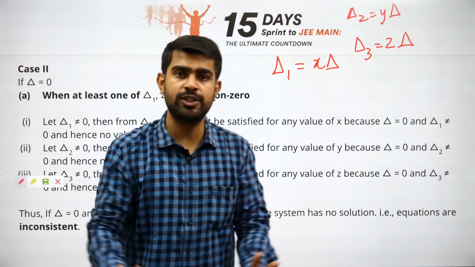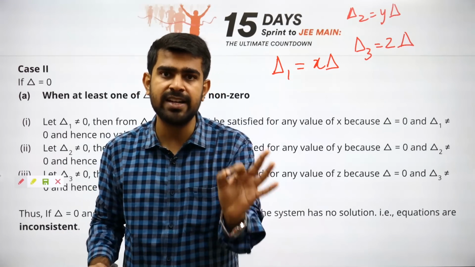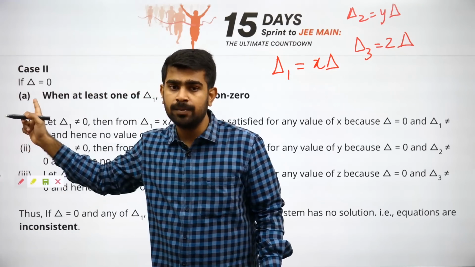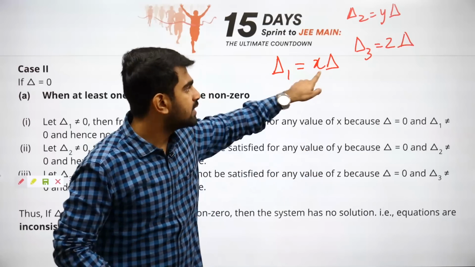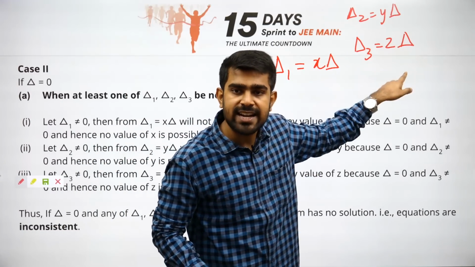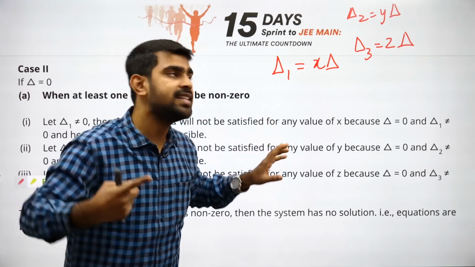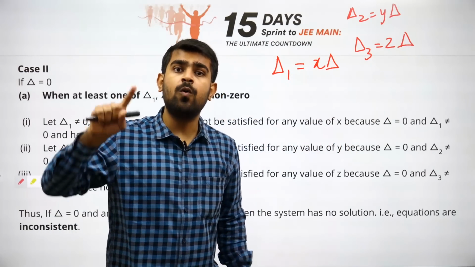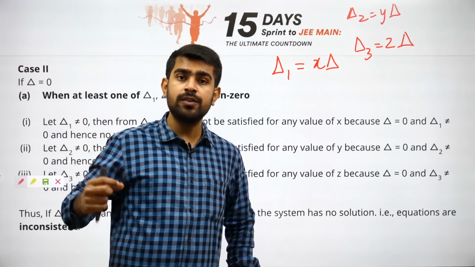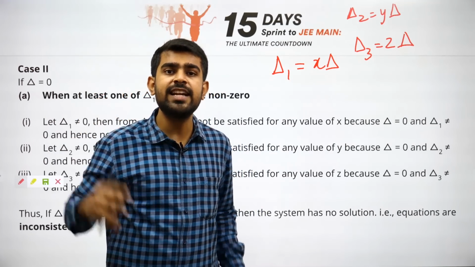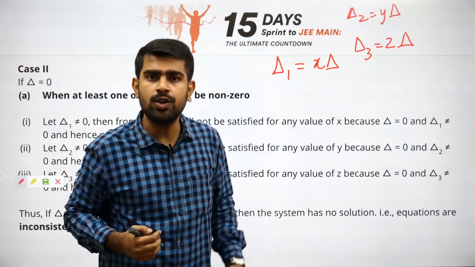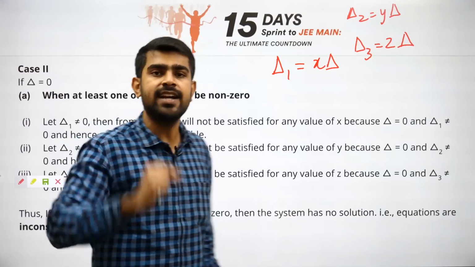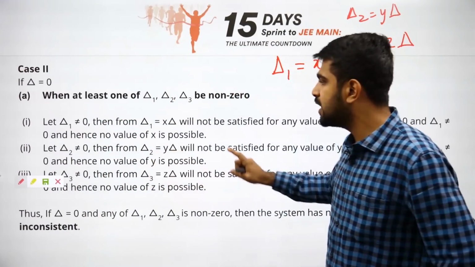That is the inconsistent system. Let me repeat it again for you. Please listen carefully. Now I am looking at the case wherein my delta is 0. So the right hand side is 0 here, 0 here, and 0 here. So that should imply that delta 1, delta 2, delta 3 all are 0. But what happens if at least one of them is non-zero? Then you have no solution, because your right hand side is 0, and how can your left hand side be non-zero? So that is the condition for an inconsistent system.